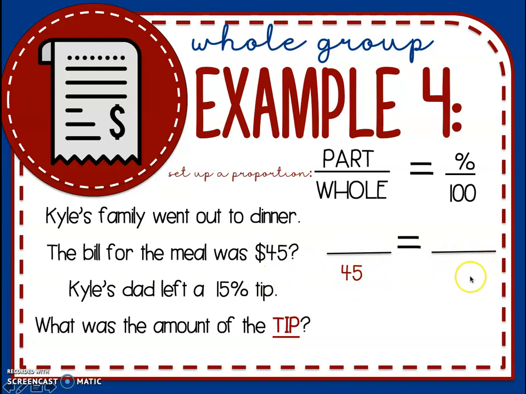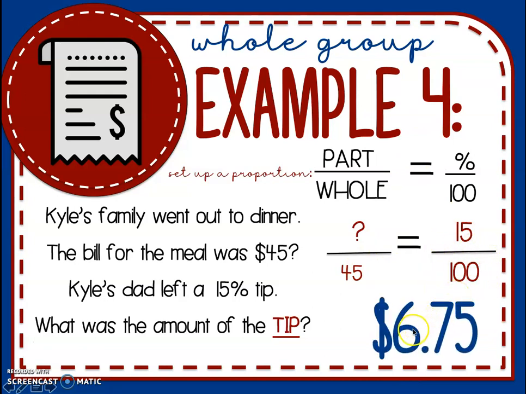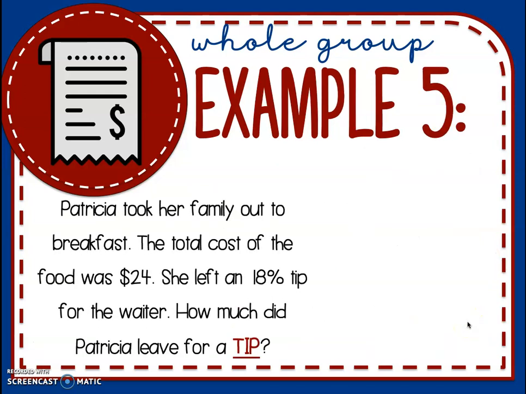Okay. This is always 100 because we're working with percentages and percentages are always out of 100. And then 15 is our percent because he wants to leave a 15% tip. Okay. Now this is our question mark because we're looking for what part of 45 we consider 15%, which would be the tip that we leave. So we're going to cross multiply 45 times 15. We're going to divide out our remaining 100 and we get that he's going to leave a $6.75 tip.